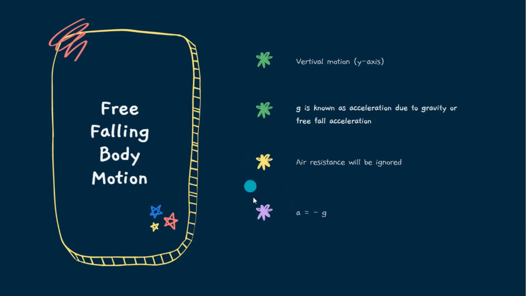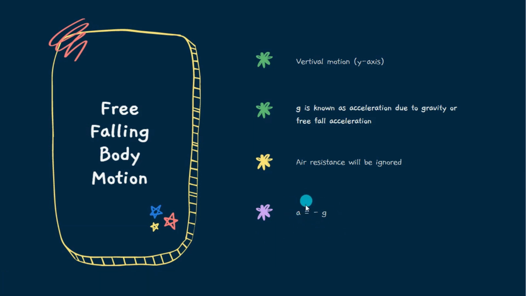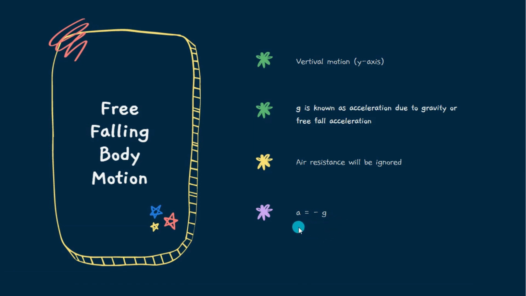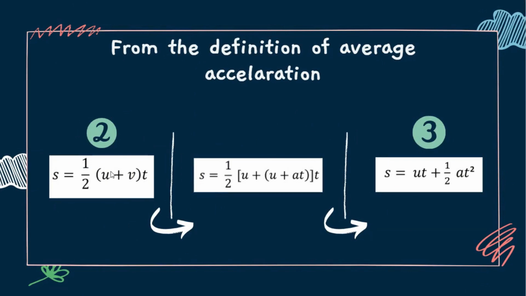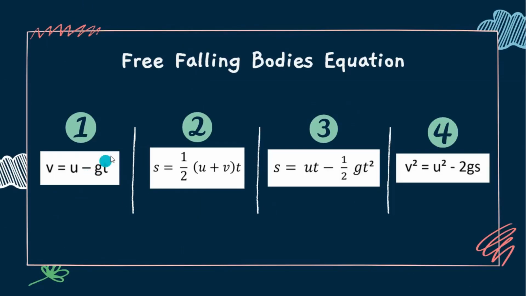And the last one is that the acceleration from the linear motion equation we change into negative g, which is negative gravity, in every equation. So we do not use a anymore, but we use negative g. We can see it in the formulas. The first equation is v equal to u minus gt. In the linear motion equation, the first equation is v equal to u plus at. So this a we change into negative g. So we get v equal to u minus gt.